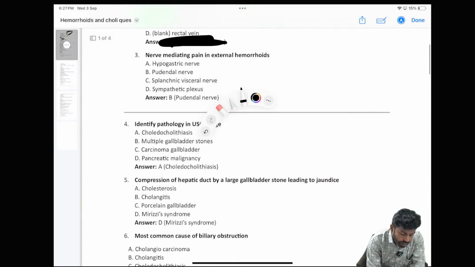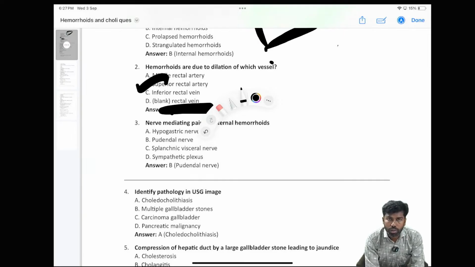What causes the pain in external hemorrhoids? External hemorrhoids are below the dentate line, with somatic nerve supply. Somatic means skin, so there the pudendal nerve. So the pain is due to the pudendal nerve.